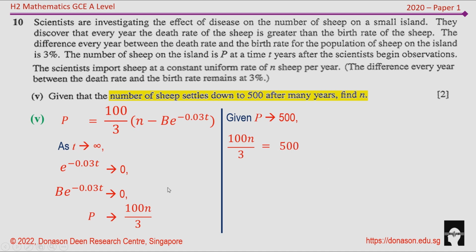So when it does so, what will be the value of n? So n should be 3 times 500, which is going to be equal to 1500, and when you divide by 100, it's going to become 15. In other words, the scientists have to keep importing 15 sheep per year, and if they do that, after a long time, the population of the sheep will settle down at 500 sheep.